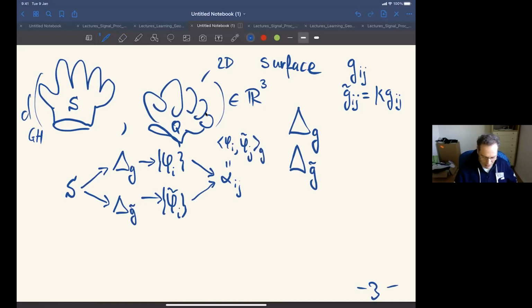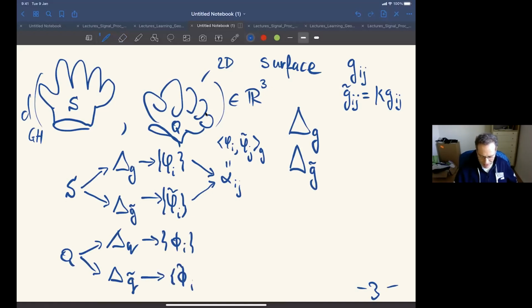And we could do the same for Q. For Q, I had a different Laplace-Beltrami operator. Let's call it the Laplacian with respect to Q, and there was one which is scale invariant, which we call Q tilde, from which now I need a different notation. So this was psi_i, and this was psi_i tilde. And again, the inner product gave me some, now not alpha, but rather these beta_ij's.